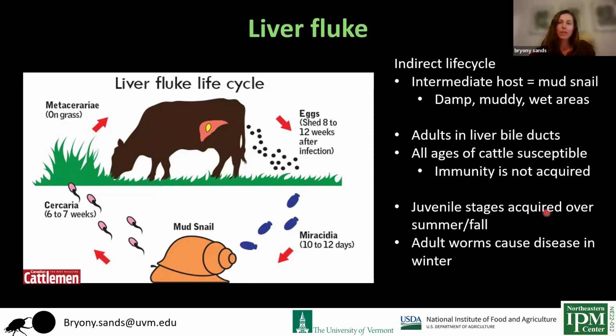And so the juvenile stages of the liver fluke are acquired over the summer and in the late fall, and we can see clinical signs from that. The adult worms take quite a long time to develop inside the cow. I think it's about 8 to 12 weeks. So we do also see disease from liver fluke in the winter when the adult worms have developed inside the animal.